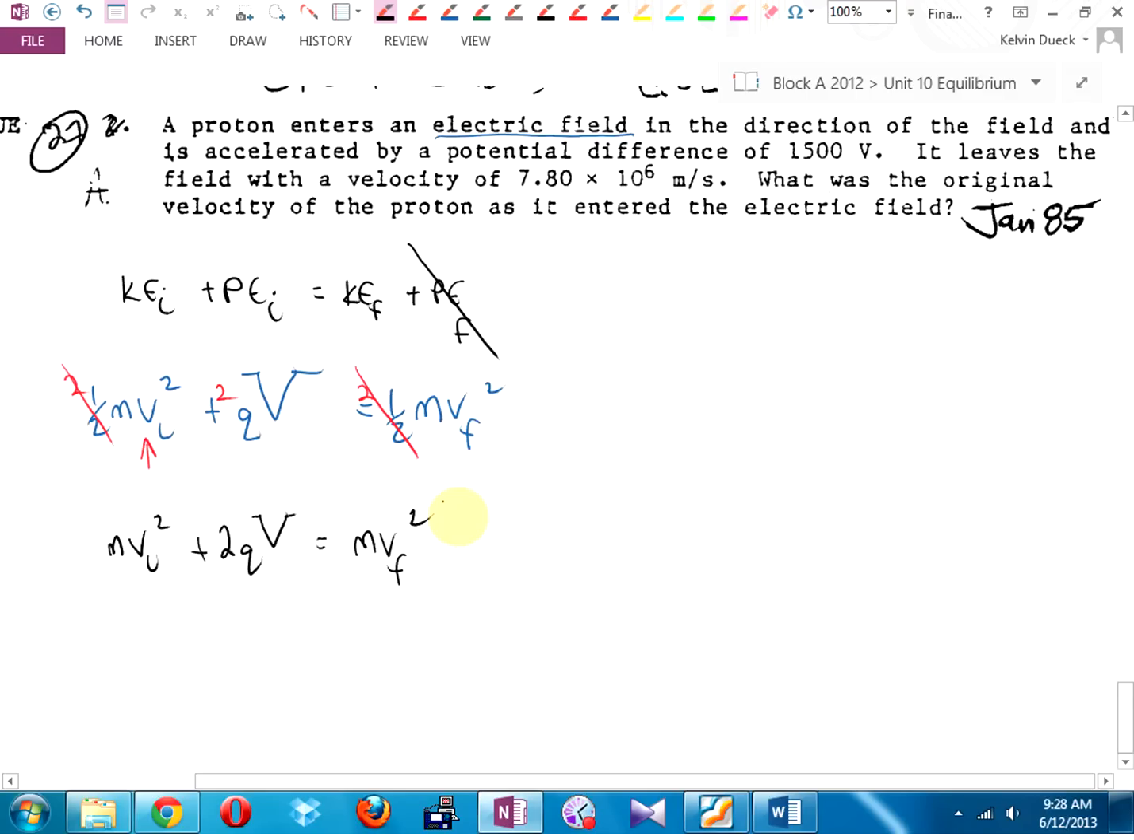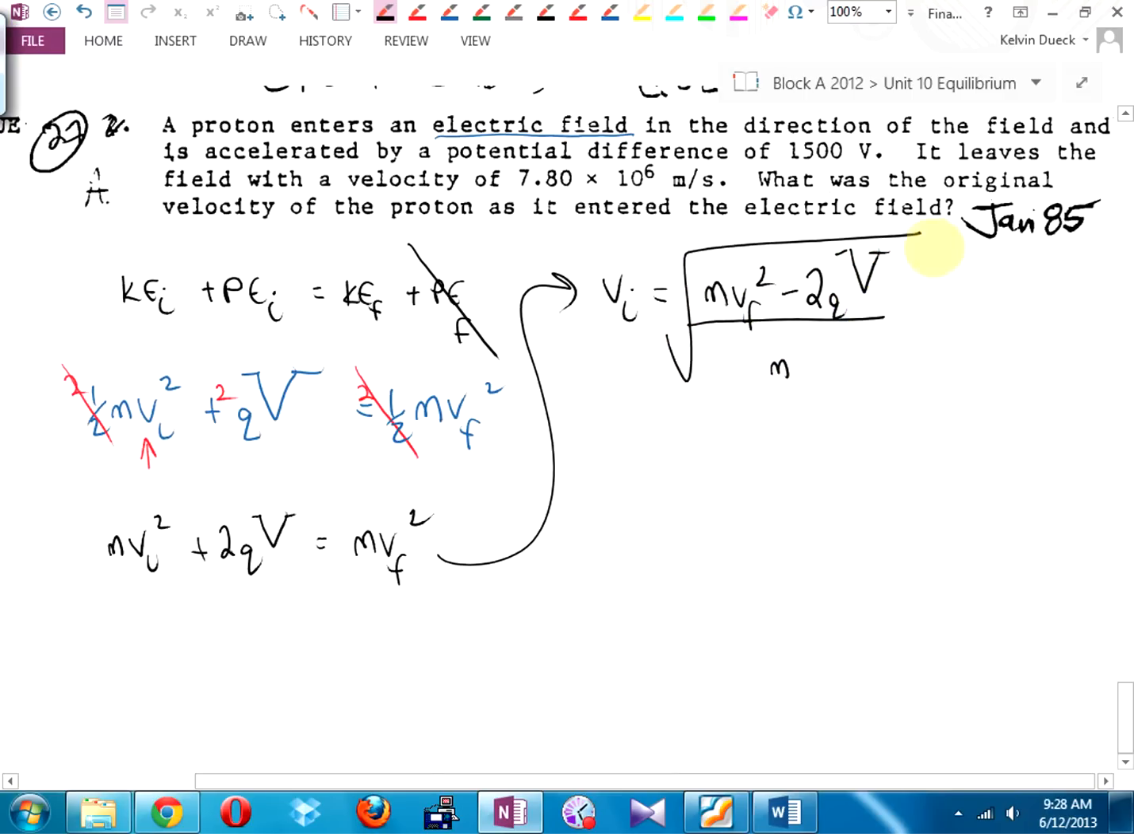Minus 2qV and then divide by m and then square root. So we have mV final squared minus 2q voltage divided by m. Did I miss something? No, I'm good, yes? Is that right? Yeah, I think that's right. The F didn't really cross properly. There we go.